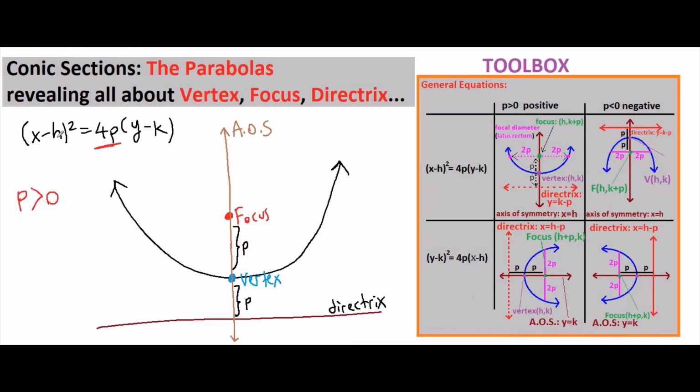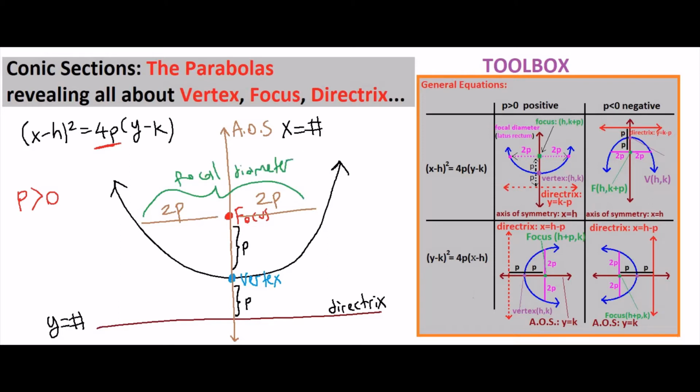Equation of the directrix, in this equation, it's a horizontal line, so y equals some number. The axis of symmetry is a vertical line in this situation, so x equals some number. From the focus to the left is 2p units away, and from the focus to the right 2p units away. This totals 4p units, and it is called the focal diameter. So this is the focal diameter, or latus rectum in other words.